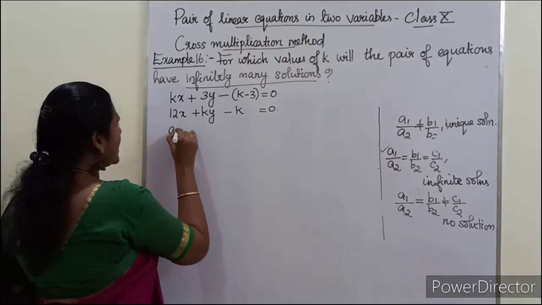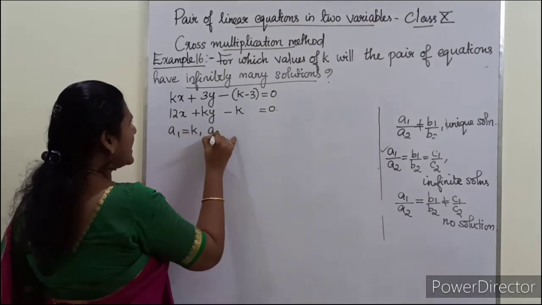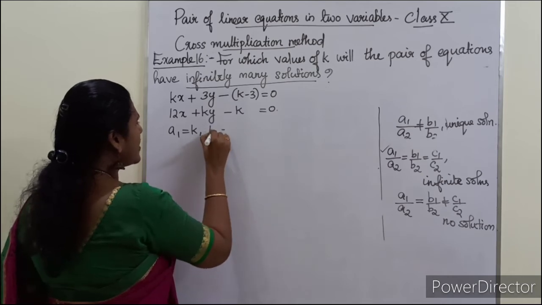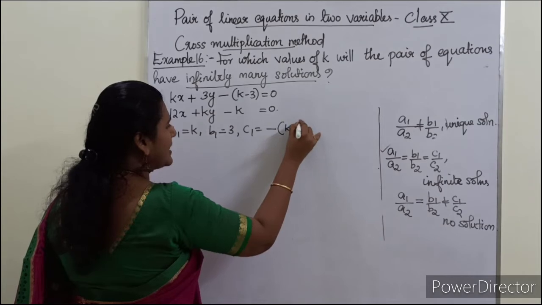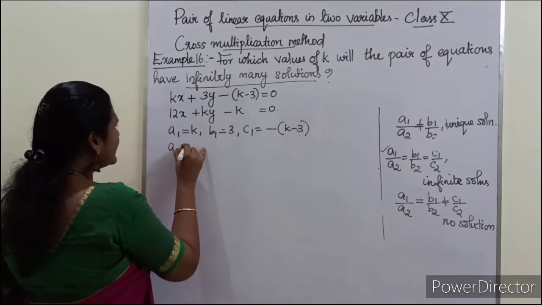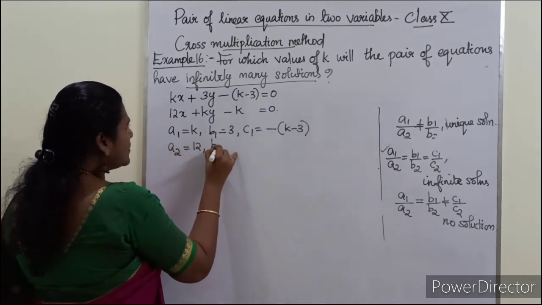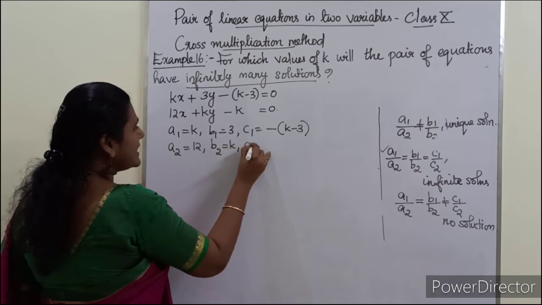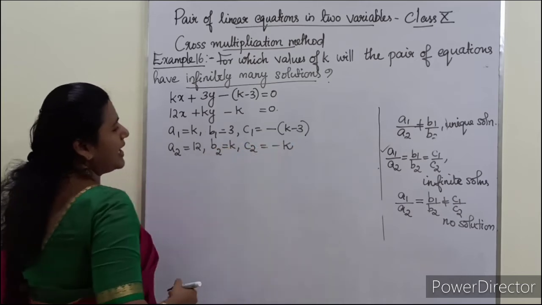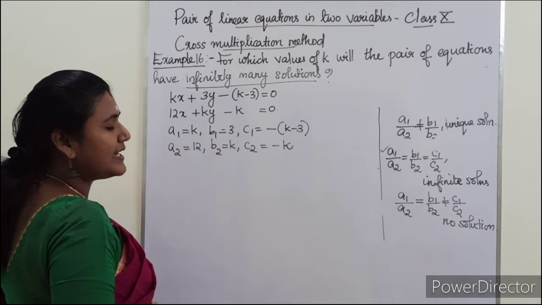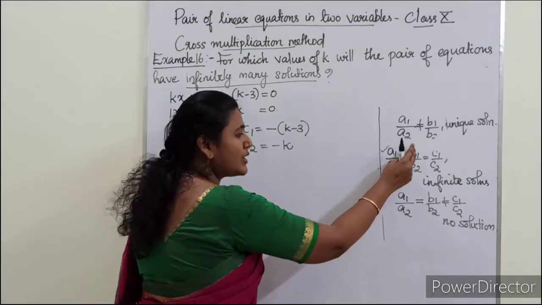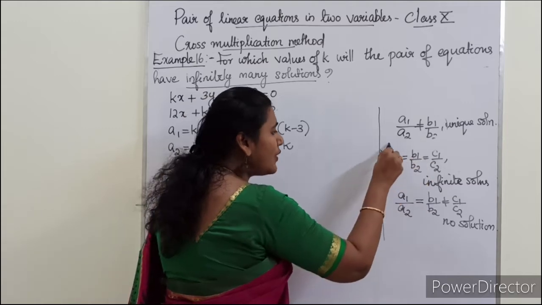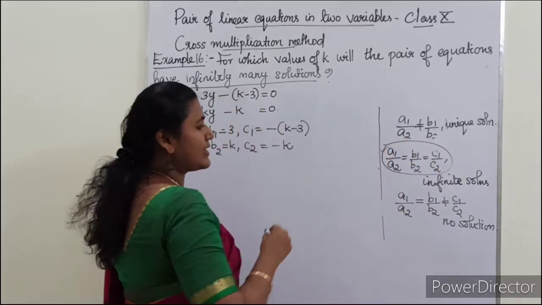So A1 is equal to K, B1 is equal to 3 and C1 is equal to minus K minus 3. Similarly, A2 is equal to 12, B2 is equal to K and C2 is equal to minus K. Now we have infinitely many solutions. What is the condition? A1 by A2 is equal to B1 by B2 is equal to C1 by C2. So this is our condition.